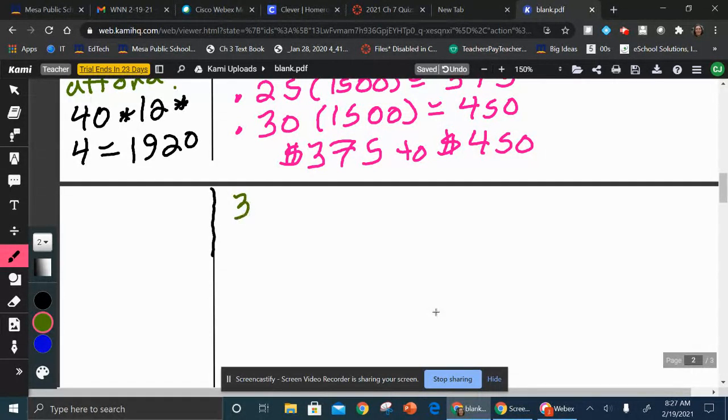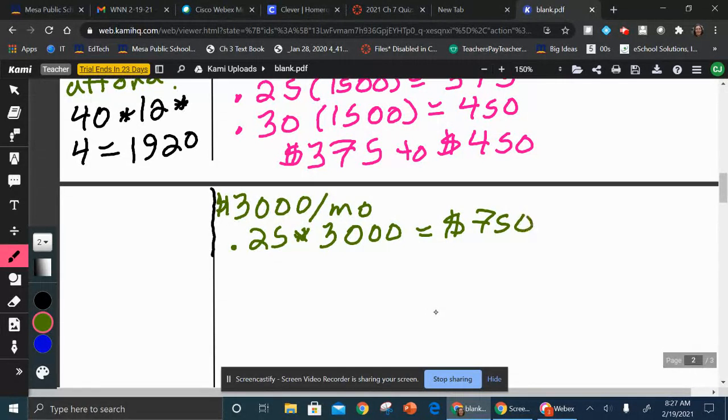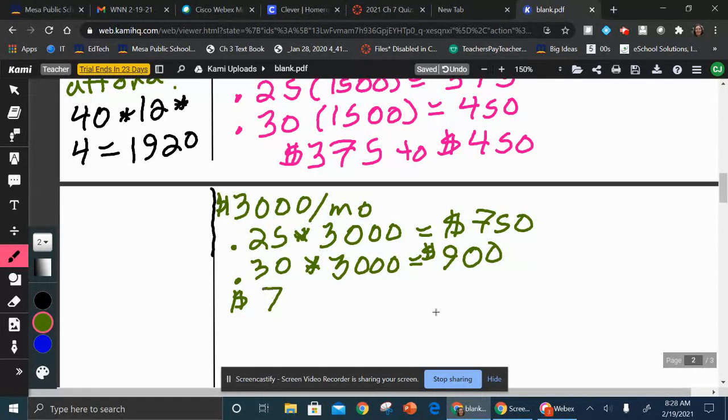Okay, what if you're making $3,000 a month? Maybe you're earning more money or combining your income. So $750. And then for 30%, we do the same thing, 30% as a decimal. So we get $900. So the amount you could afford is between $750 to $900 a month.